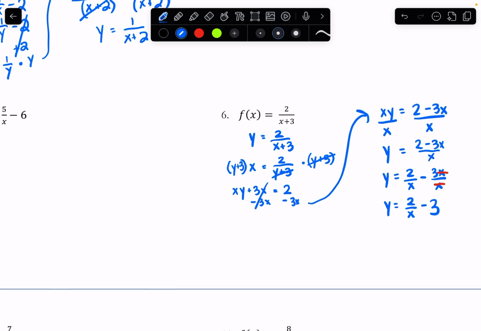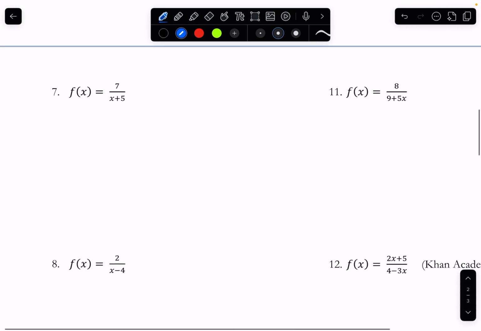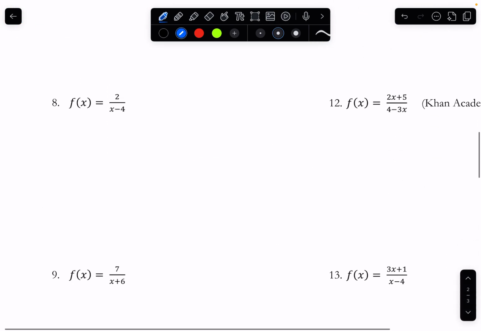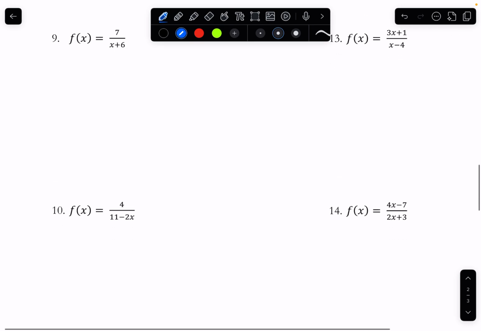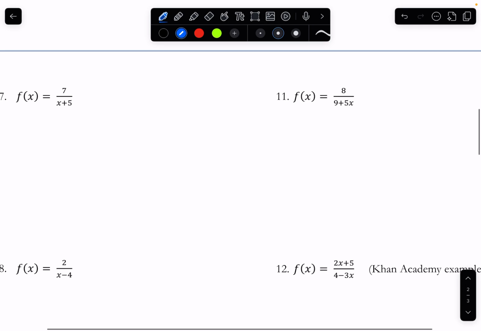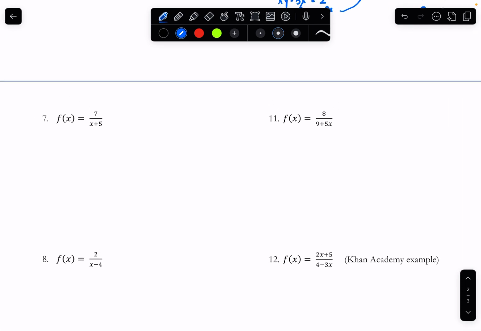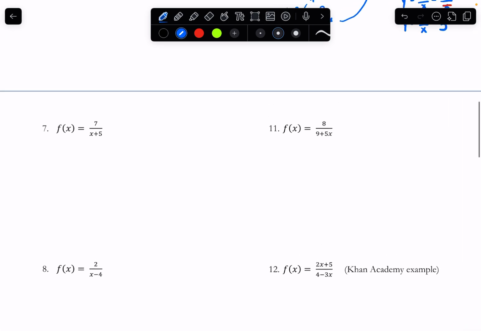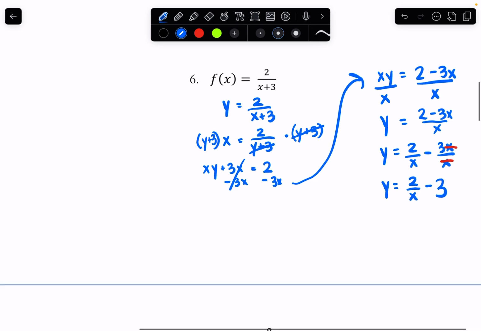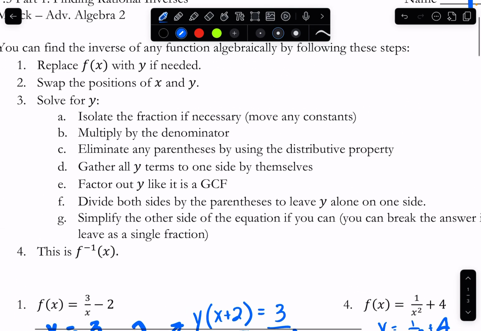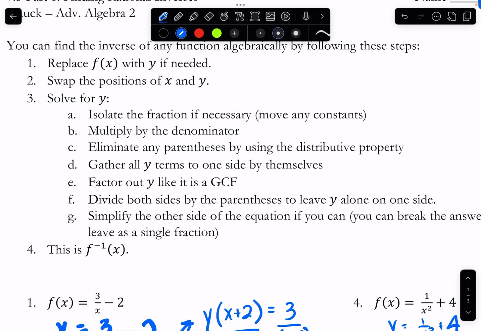Okay, I want you to try number 7, 8, 9, and 10, and 11 with a neighbor. Work with a neighbor to do those in the exact same way we did this. All right, if you get stuck, you're following these steps A through G in order to get the y by itself.